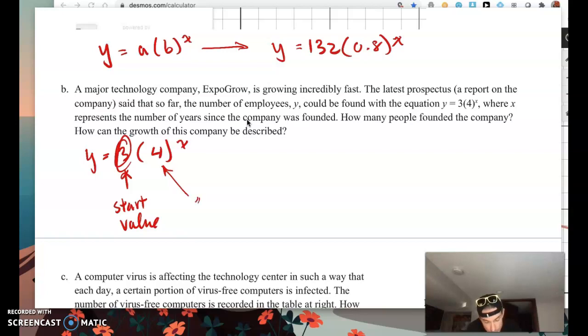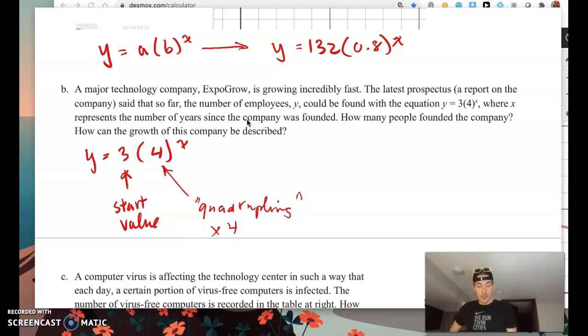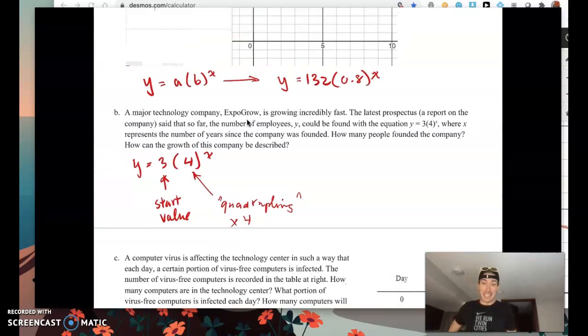So we have a word for this. Quadrupling. And that just means multiplying by 4 or growing 4-fold, or something like that. Okay? And that's just also another exponential function. Another exponential growth function. The first one was decay, this one's growth.